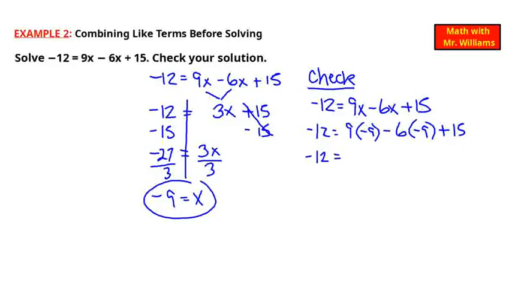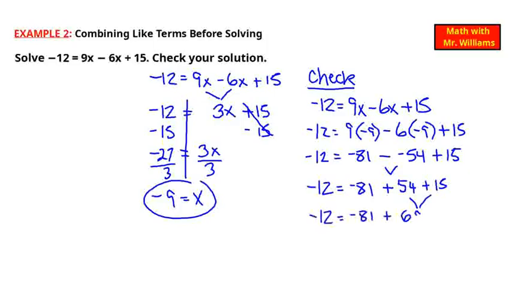9 times negative 9 is a negative 81. 6 times a negative 9 is going to give us a negative 54. We see that we have two negatives here, so we're going to make this into just plus 54. Let's go ahead and combine our two positive numbers here, giving us 69. And we can see that negative 81 plus a positive 69 give us a negative 12 as a result. So negative 9 does work.